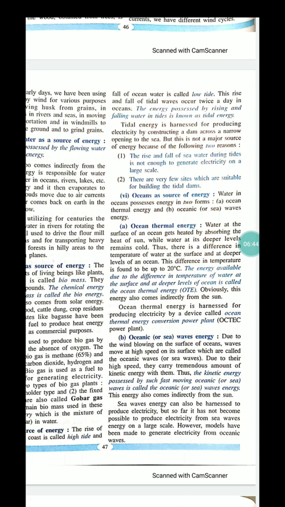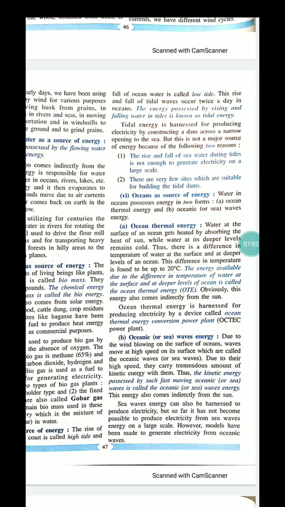We can use that energy. The energy possessed by rising and falling of water in tides is known as tidal energy. We can use that energy for rotating the turbines here also. Okay, now number 6, ocean as source of energy.